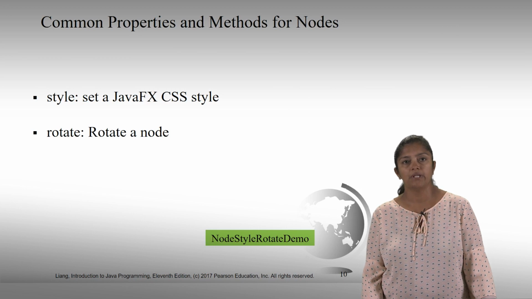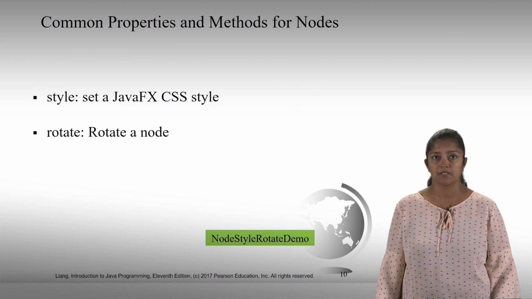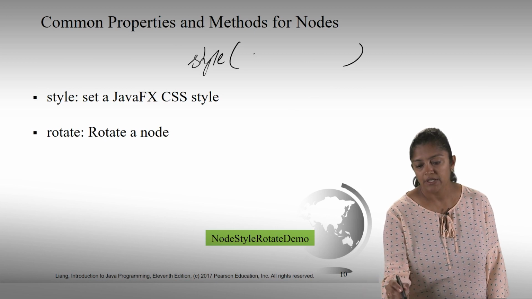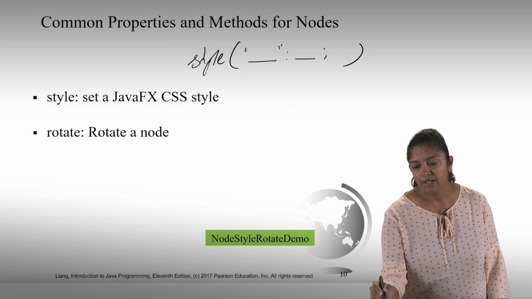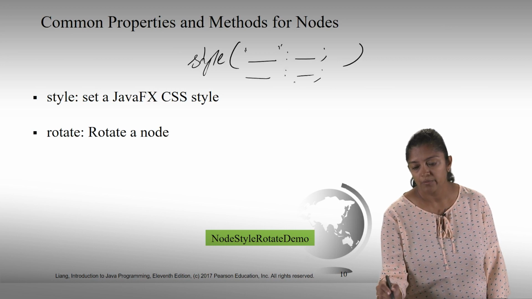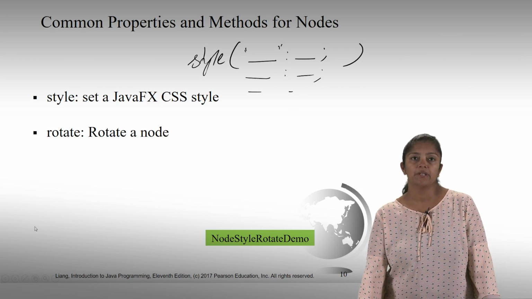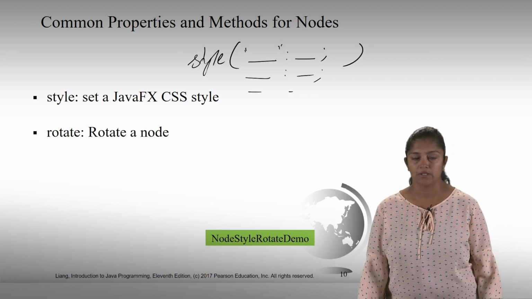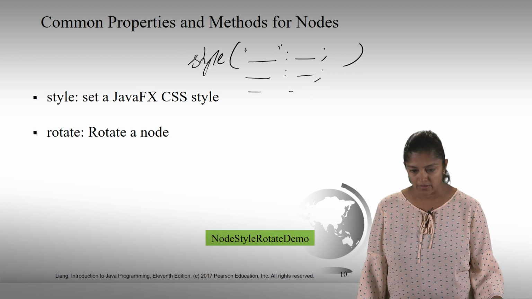One thing that's commonly needed is a style, to set some kind of style, and in JavaFX this is done with the CSS style, wherein inside the style method you basically specify the attribute name followed by the value, and then the next attribute name followed by the value, and so on. So we use the CSS style. And then there's also a method rotate that's useful because you can rotate a node by a certain angle, and that's what we'll see in this node style rotate demo.